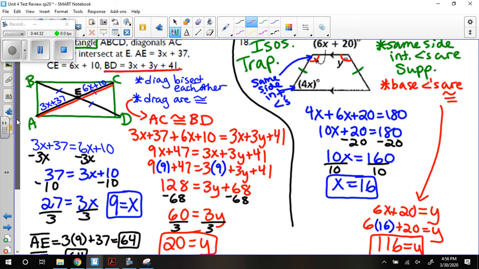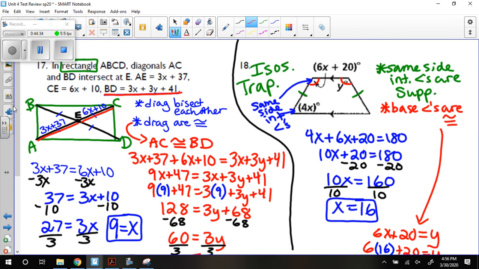Okay, remember we are supposed to find the angle measures. Okay, so we know this angle, y, is 116 degrees, which means this angle is 116 degrees. And if I plug in my x value, 4 times 16, that means this angle is 64 degrees. Which means the other base angle in the bottom right corner would also be 64 degrees.